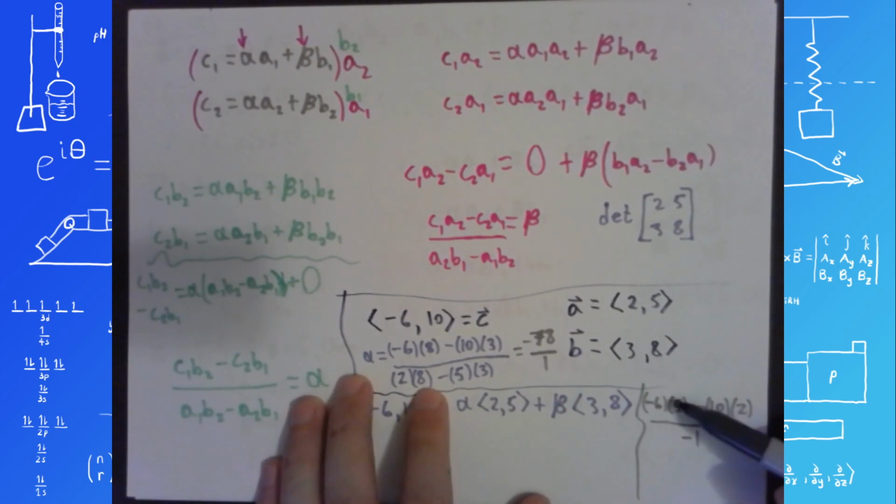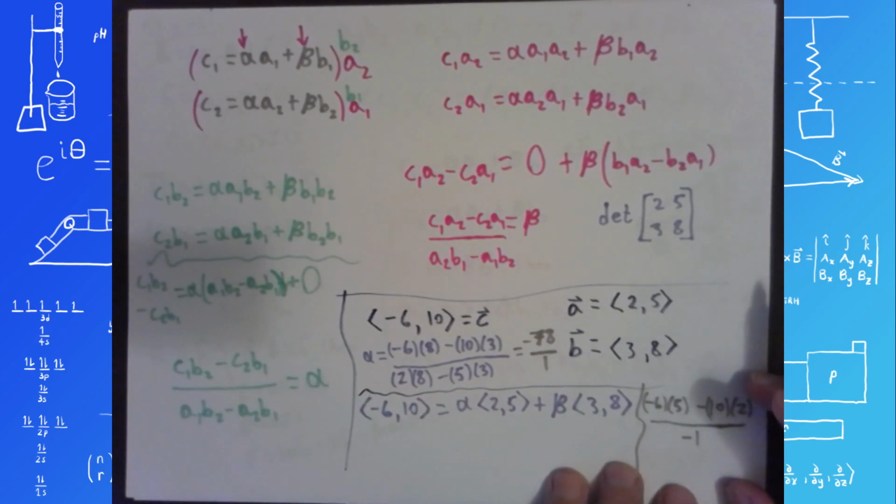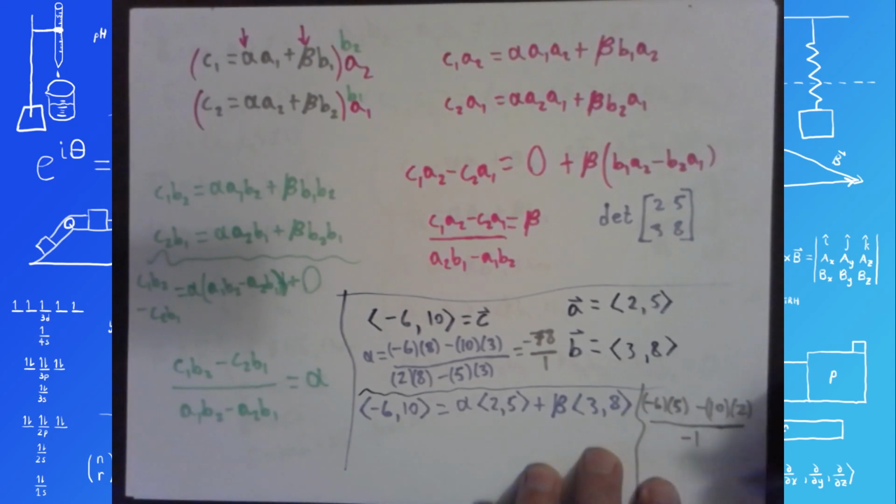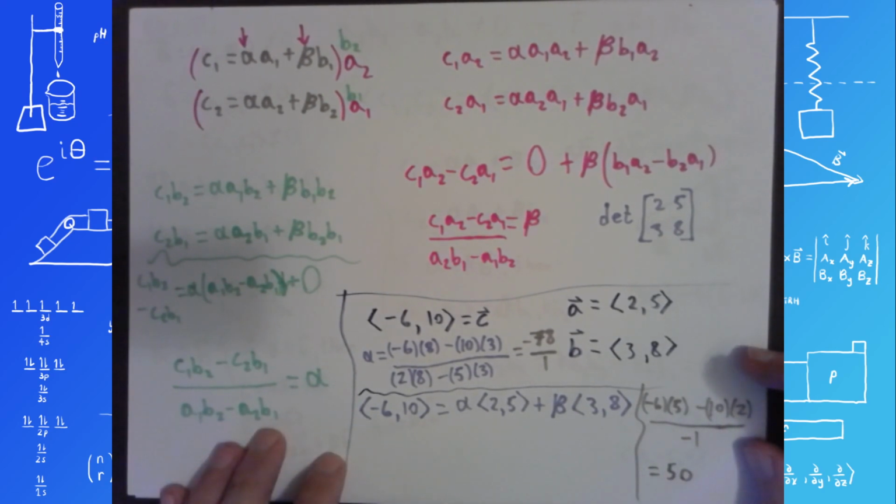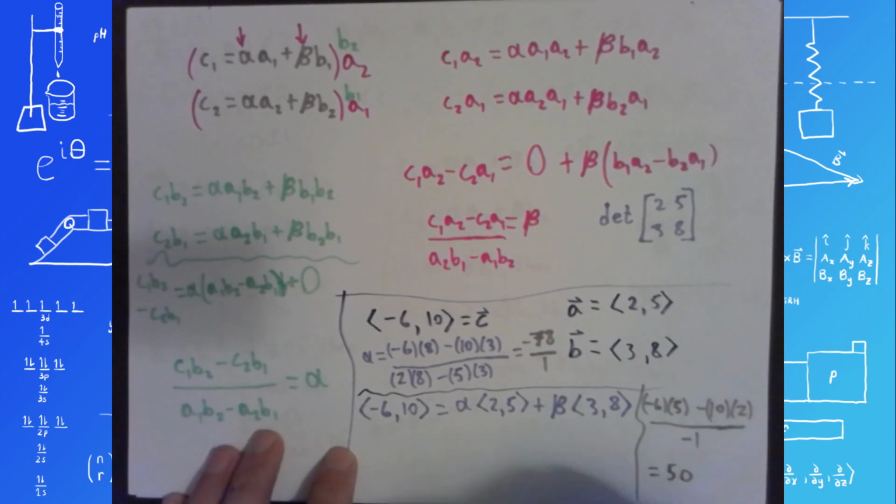Okay, negative 6 times 5, that's negative 30, minus 10 times 2, negative 30, wait, oh, right, and it's over negative 1. I was about to say, if this came out negative, that wouldn't work. Anyway, negative 30 minus 20, so that's negative 50 over negative 1, which is equal to positive 50. Okay, so beta is equal to positive 50 while alpha is equal to negative 78.